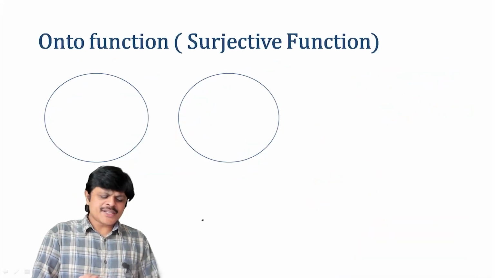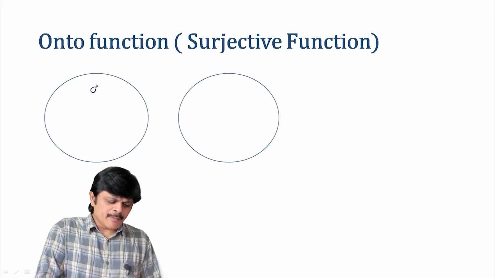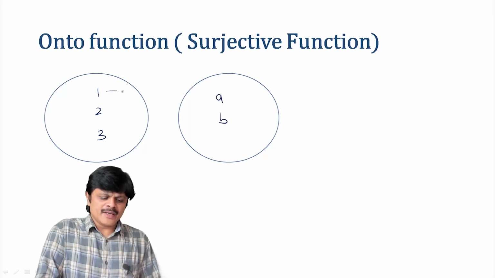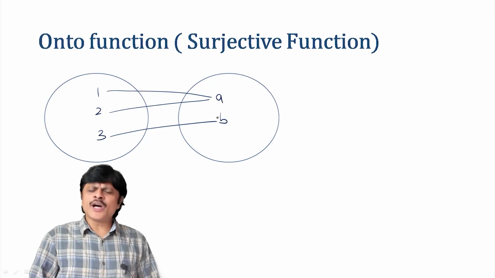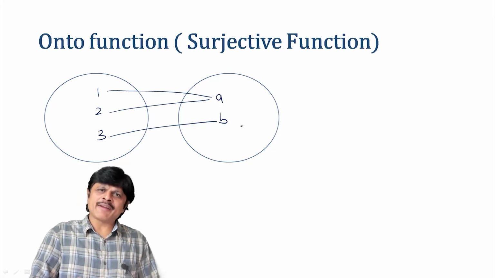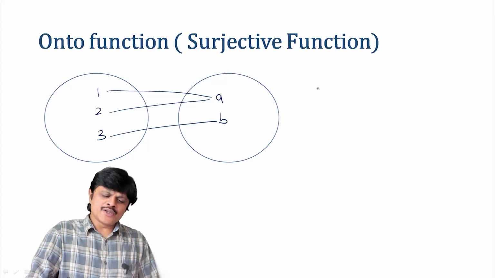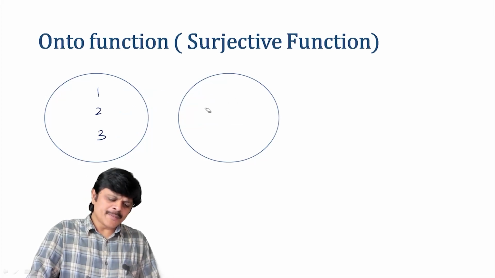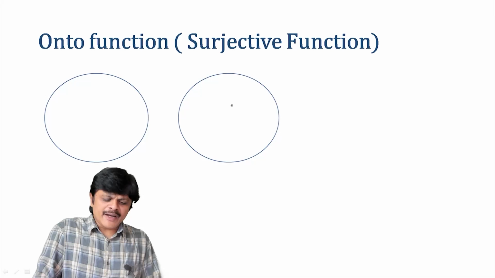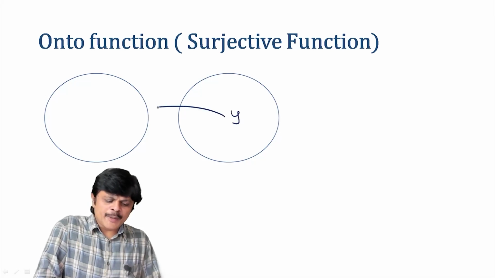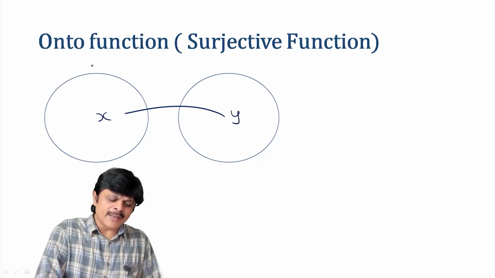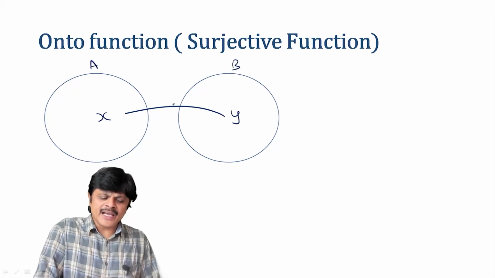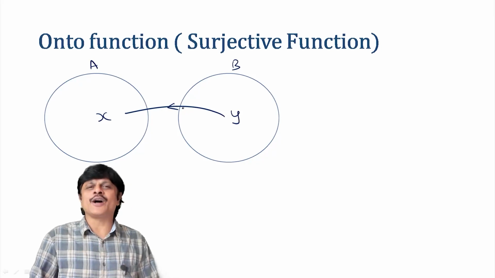Now we understand what is an onto function. Suppose you have elements 1, 2, 3 and A, B. 1 is mapped to A, 2 is mapped to A, and 3 is mapped to B. So this is an onto function because for every element in B we are able to find a pre-image. So what do you mean by an onto function? For every element in B, you are able to find an element in A. If you are able to do it, then we call it an onto function.